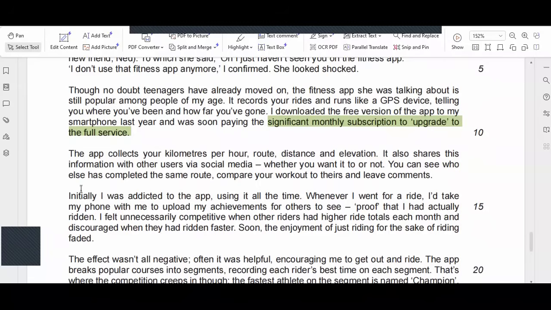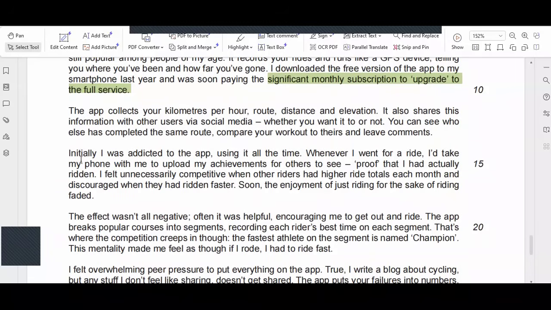Okay, further it says the app collects your kilometers per hour, which is a good point, route, distance, and elevation. It also shares this information with the other users via social media, whether you want or not. You can see who else has completed the same route, compare your workout to theirs, and leave comments.